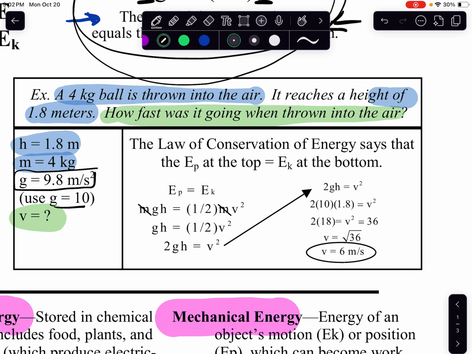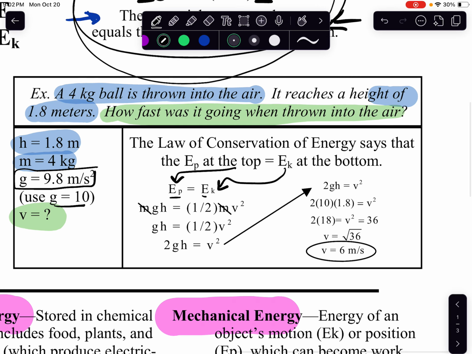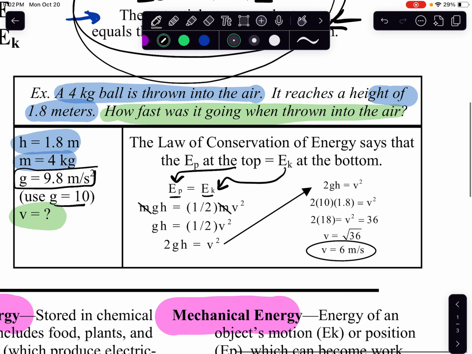So the law of conservation of energy says that the potential energy at the top equals the kinetic energy at the bottom. So they said, okay, potential energy equals kinetic energy. Potential energy is mass times gravity times height. I'm going to also set that equal to kinetic energy, 1/2 mv squared.